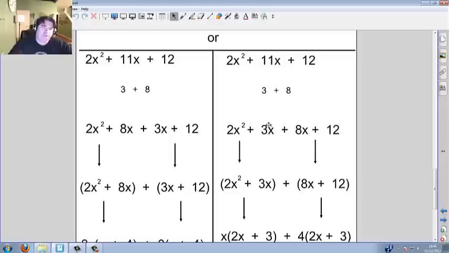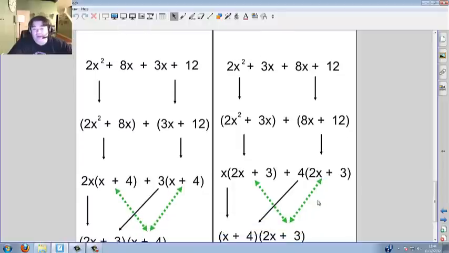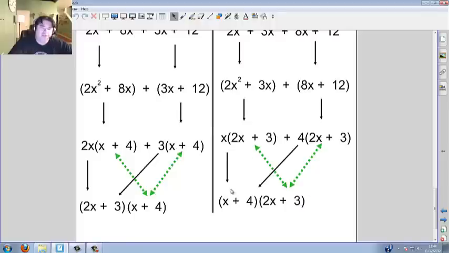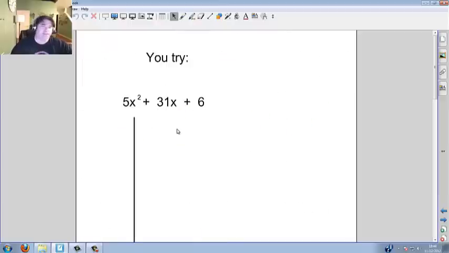Notice here, though, if I make 3x and 8x, when I go ahead and split them up, I'm going to take the x out of here and the 4 out of here, and notice I have 2x plus 3 and 2x plus 3. Therefore, I have x plus 4 times 2x plus 3. They're simply reversed, but it makes no difference. Now you try. Go ahead at this time. Let's see how you did.